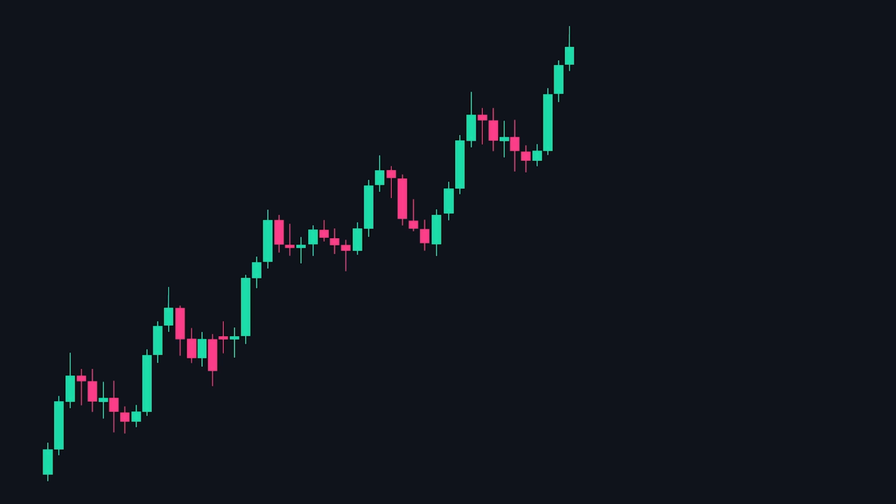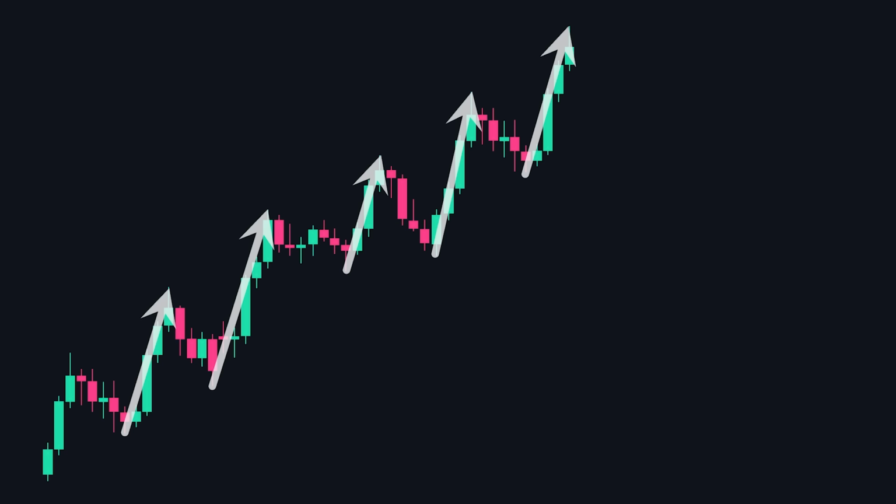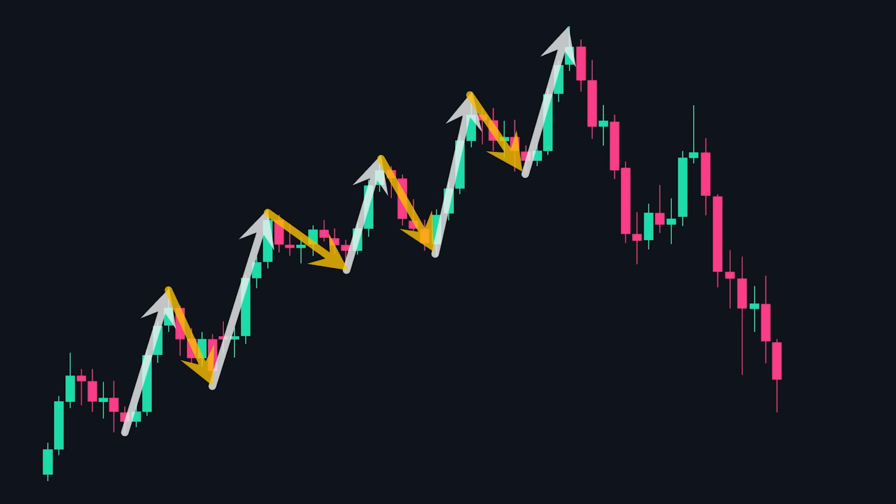We always want to trade with the trend to increase our success rate. In a bullish trend, it makes more sense to catch upward moves than small pullbacks. But remember, the trend is your friend until it ends. When a reversal happens after a long uptrend, we can expect a downtrend to follow.